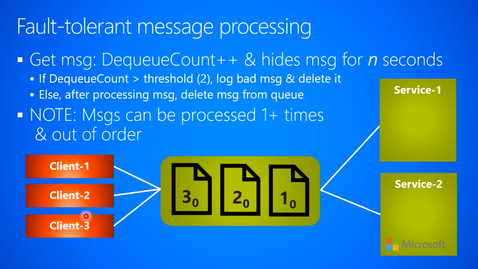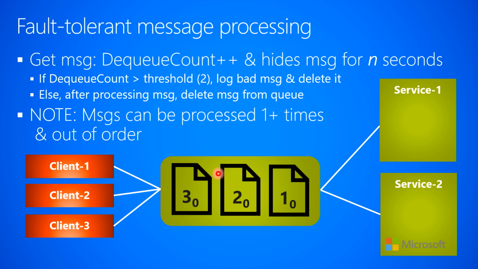For everything that I just showed you on the previous slide to work, we have to have fault-tolerant message processing. So now I'm going to go through exactly how that works. What I show on this slide here are 3 clients, and these clients are posting messages into a queue, which is this rounded rectangle in the middle. Right now they've posted message 1, message 2, and message 3.